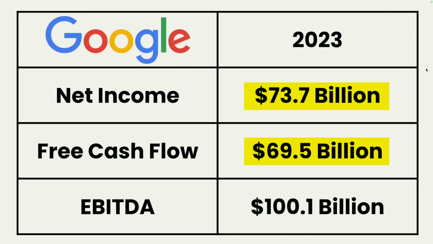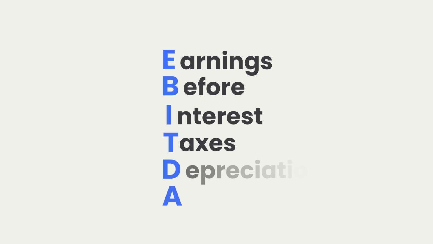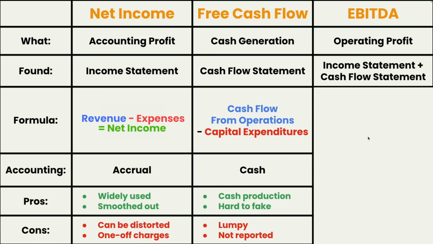Now that brings us to our third profit term, EBITDA, which as a reminder was $100.1 billion. EBITDA is a funny word, but it's simply an acronym. EBITDA stands for earnings before interest, taxes, depreciation, and amortization. EBITDA is designed to show a company's operating profit during a period. EBITDA is rarely listed on a company's financial statement, but if it was, it would be listed on a company's income statement.